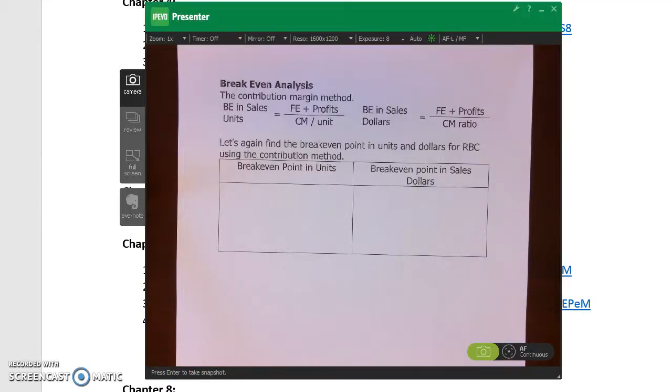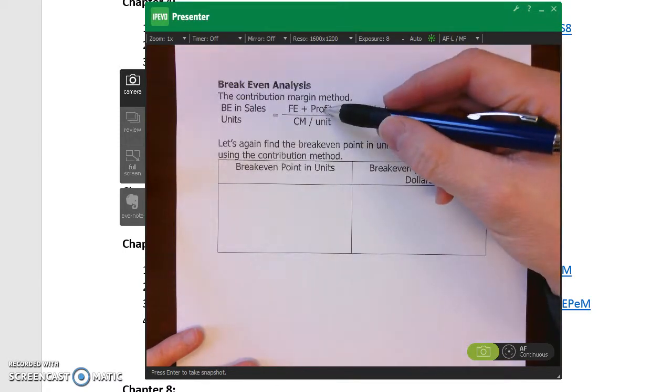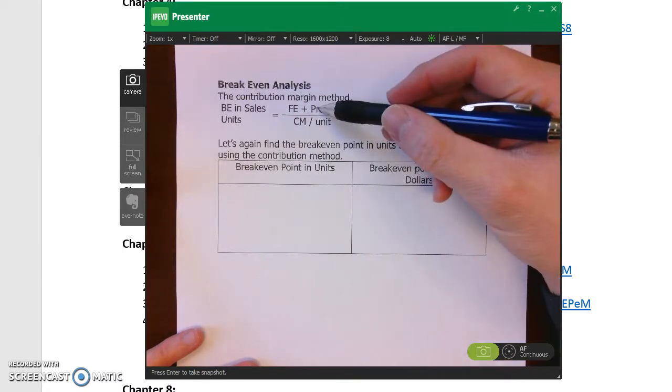And so in this lecture video, we'll talk about break-even, target profit analysis, operating leverage, and margin of safety. And so when we're talking about how to actually calculate break-even, we can use our break-even formula.